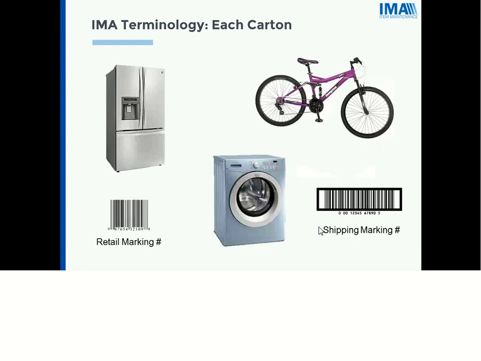So an each carton is usually a very large item, like a refrigerator or a bicycle or a washer or dryer, and it's sold in the same carton that it's shipped in. Because it's sold in the same carton that it's shipped in, it has to have both the retail marking number and the shipping marking number. It has to have the shipping marking number, so when it gets delivered to one of our warehouses, we can scan it and see what we're supposed to do with the item. It has to have the retail marking number, or the UPC, so when we sell it at the store, it can be rung up at the register.